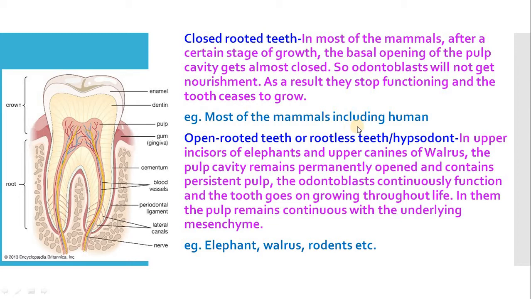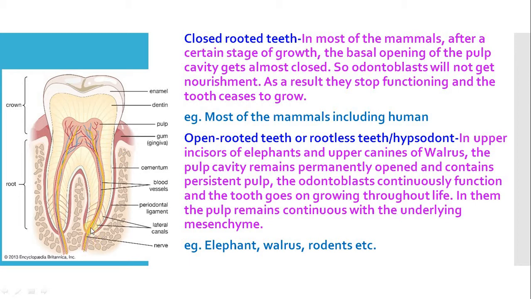For example, mammals including human beings. Then there are some mammals which are open rooted. Means in the upper incisors of elephants and upper canines of walrus, they continuously grow. The pulp cavity remains permanently opened and contains persistent pulp.